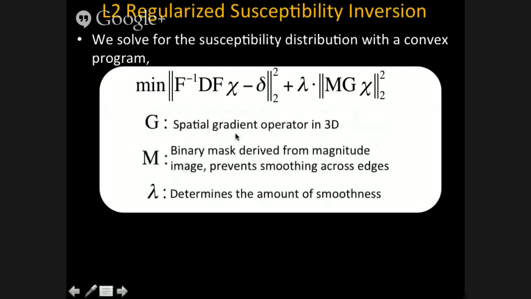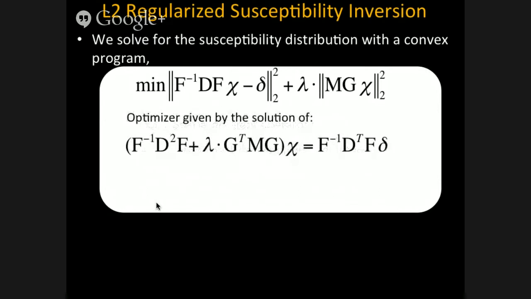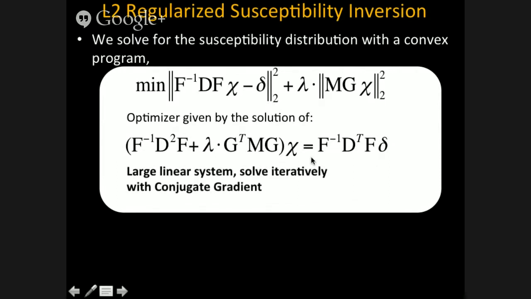So here G is a spatial gradient operator in 3 dimensions. M is a binary mask we derive from the magnitude image, and it prevents smoothing across edges. And lambda is some regularization parameter that determines the amount of smoothness that we would like to dial in. So this we can solve by simply taking its derivative and setting it to 0. And this entails solution of this linear system. But this is a large problem, so we would like to solve iteratively using a method such as a conjugate gradient.